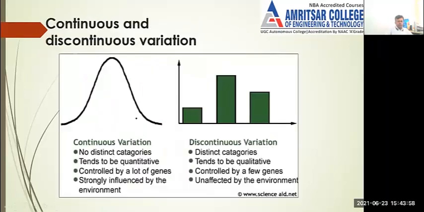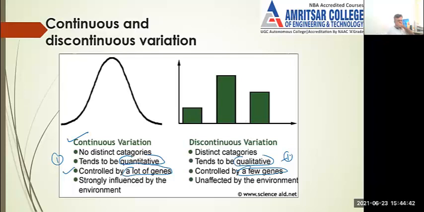So what is the difference between continuous and discontinuous variation? Continuous variation is quantitative, and discontinuous variation is qualitative. Okay. This is the first very important difference. Continuous variation is the quantitative, and discontinuous is qualitative. Okay. They are controlled by a lot of genes. Continuous variation is controlled by lots of genes, but discontinuous variation is controlled by very few genes.